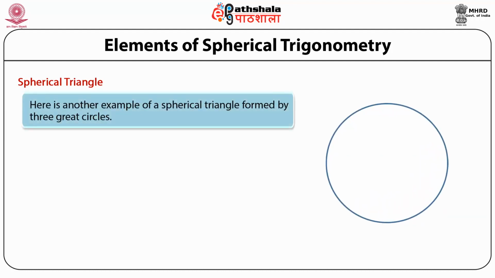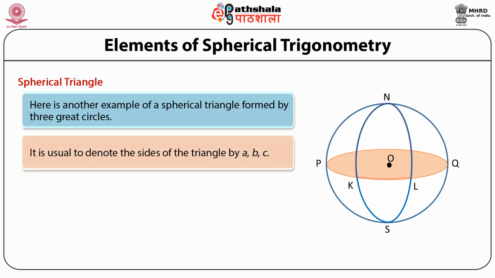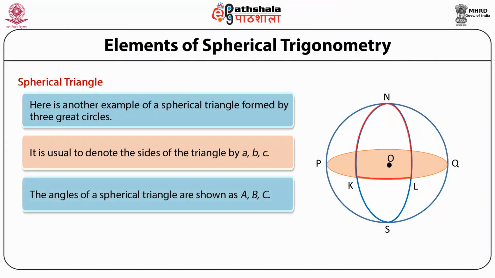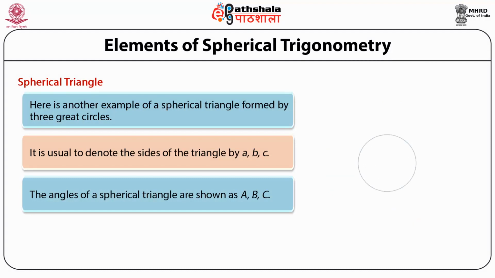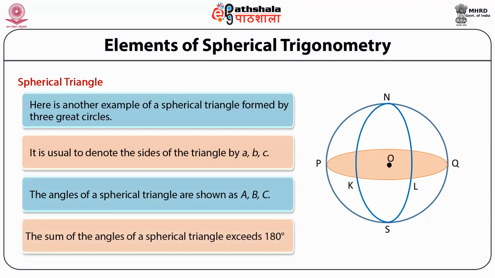We will learn more about the spherical triangle. In this picture, a spherical triangle is formed by the intersection of three great circles. The spherical triangle has sides denoted by small letters a, b, c, and the angles denoted by capital letters A, B, C. We are all familiar with the triangles in the plane. We all know that the sum of the angles of the triangle is equal to 180 degrees. But this is not the case in a spherical triangle. In a spherical triangle, the sum of all the three angles is greater than 180 degrees.